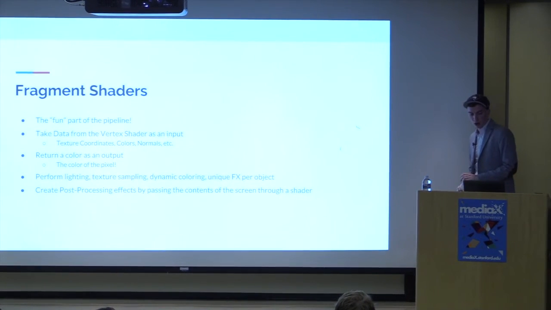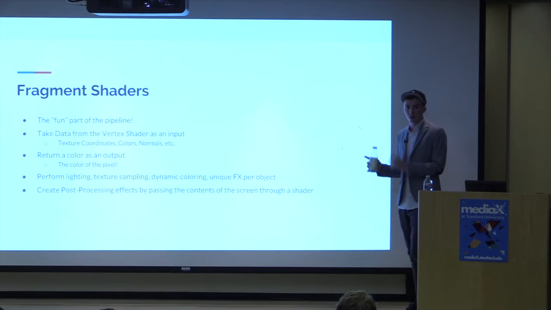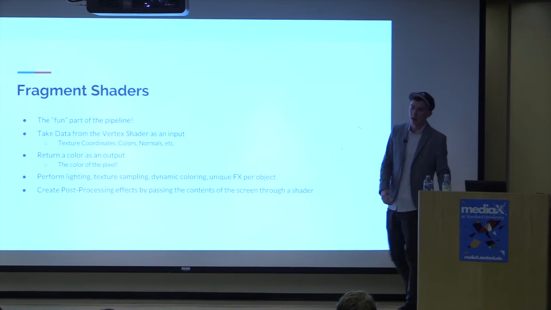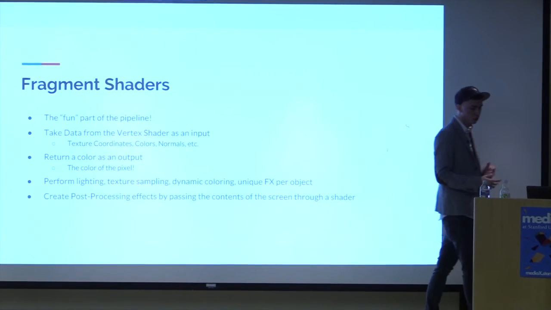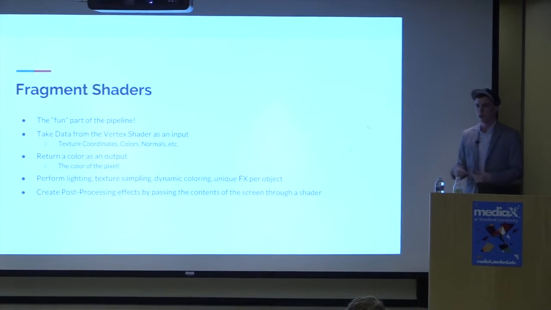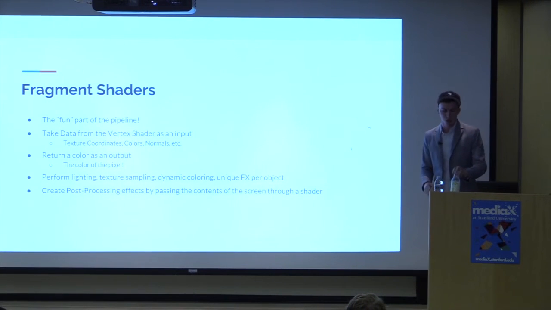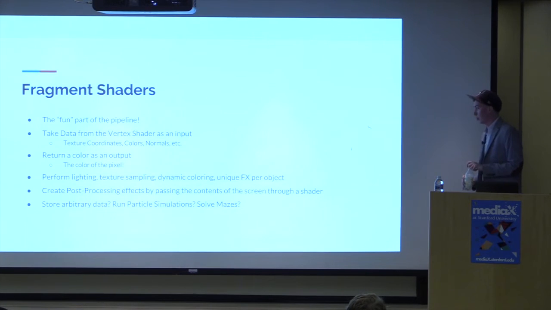We can also create post-processing effects. We saw in the screenshots of Minecraft before that we can dramatically alter the look of the game simply by taking the render and piping that through a fragment shader to apply bloom, chromatic aberration, depth of field, all these effects that you see in all the big AAA games, your Assassin's Creed and Call of Duty and everything. But what else can we do with fragment shaders?